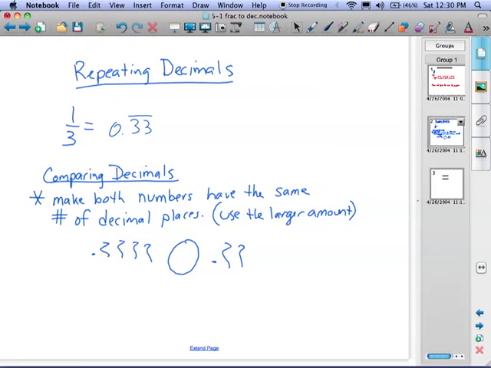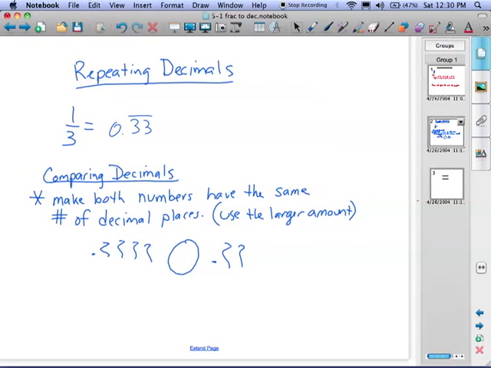As part of this lesson, you're going to compare decimals, meaning we're going to have to decide which one decimal is larger than another decimal. Now, you'll notice the example. We want to make both numbers have the same number of decimal places. We want to use a larger amount. The examples, those are not 3's, those are not 7's, those are simply squiggles. I didn't want you to get burdened with the actual numbers that they were going to be.